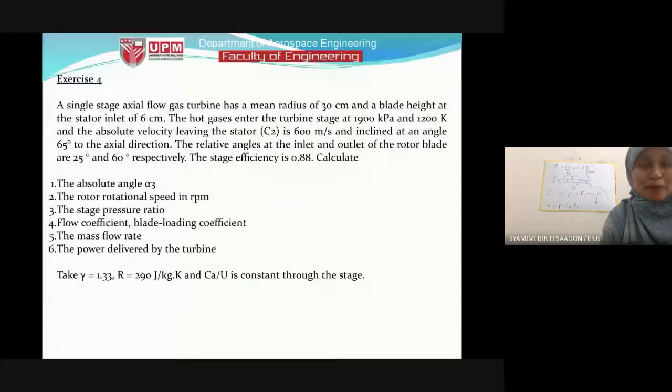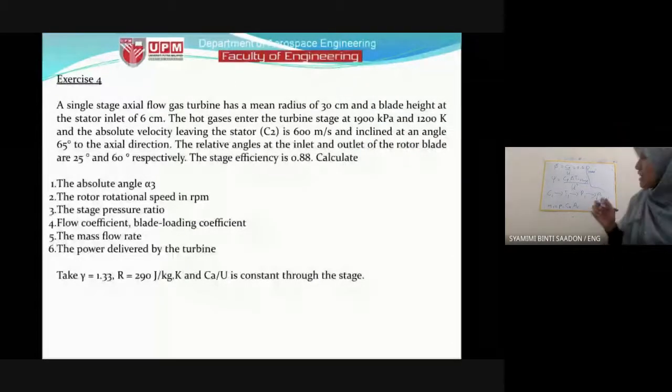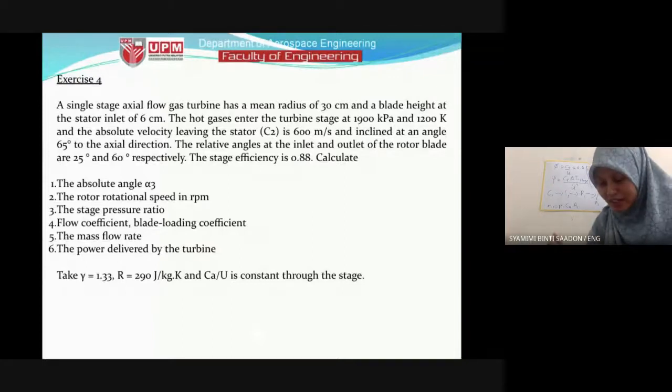And finally, power. Power is m dot Cp delta T stage, the difference of the temperature throughout the stage. Cp m dot. So you have 34.6 megawatts finally, the power delivered by the turbine. Okay, so that's it, the exercise for the turbine.